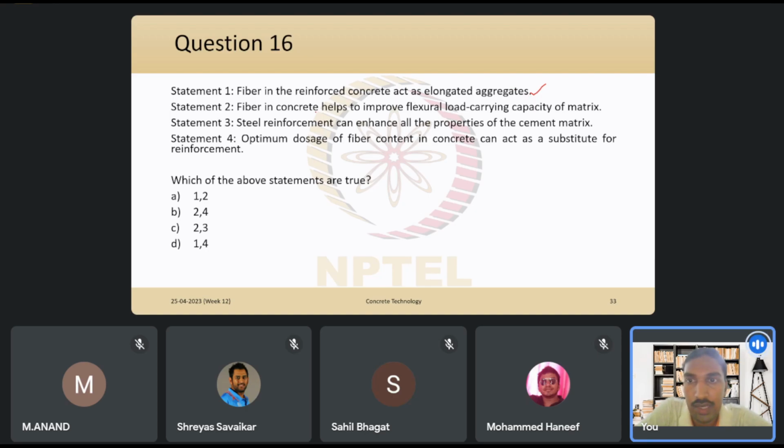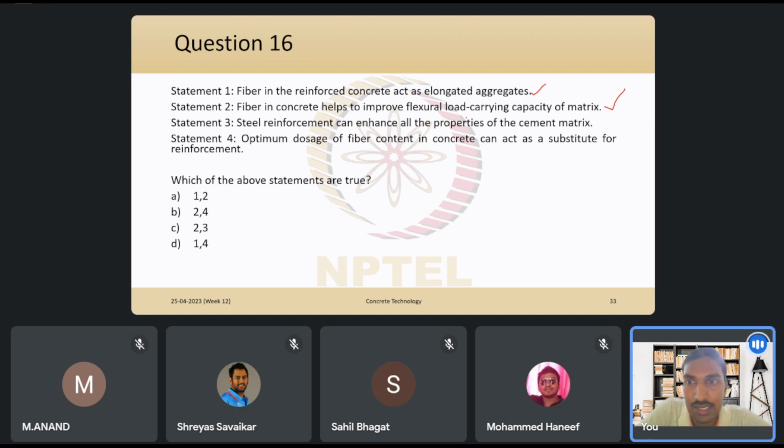Statement 2 says fiber in the concrete helps to improve the flexural load carrying capacity of the matrix. So this is also true. We saw that they have a higher modulus of elasticity, therefore the modulus of elasticity of your concrete will also improve, and you can relate that to your flexural load carrying capacity, which will also improve. So statement 2 is also true.